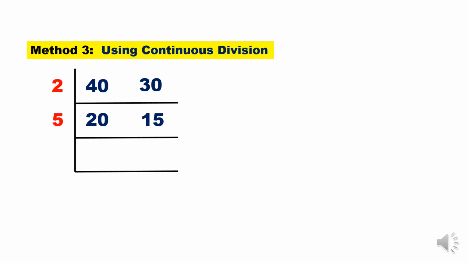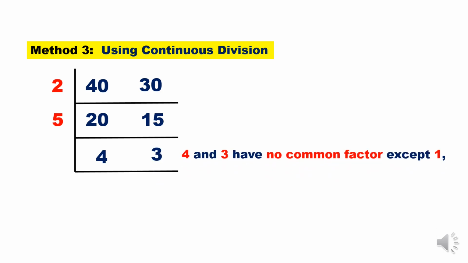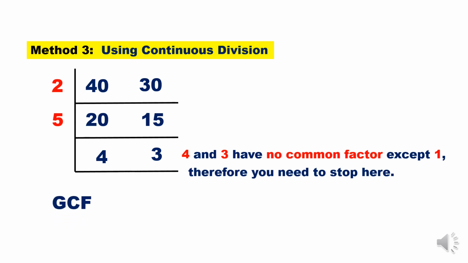Yes. So, 20 divided by 5 equals 4. 15 divided by 5 equals 3. 4 and 3 have no common factor except 1. Therefore, you need to stop here. So, the GCF of 40 and 30 is 2 times 5 equals 10. So, the GCF is 10.